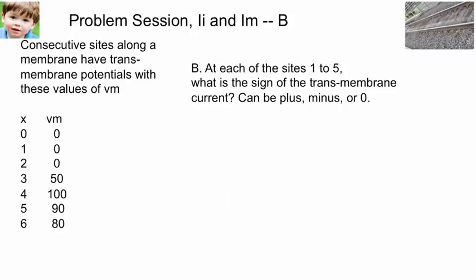In the second part of this question, it asks, what is the sign of the transmembrane current? It can be plus or minus or zero. Let's again do the question graphically. It's really easier that way. I'll make my plot once again. So here's the plot. Here's Vm as a function of distance. Distance this way, Vm that way. And I say, where is there transmembrane current?